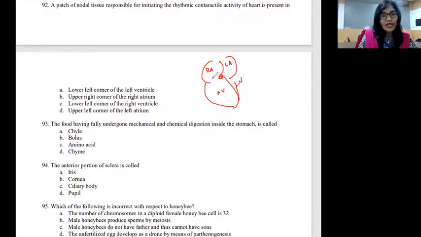So here there's going to be the SA node. Where is it present, when the SA node is going to get impulses? It is present in the upper right corner of the right atrium. Can I say they are the ones which help these ventricles to contract? So it is option B.